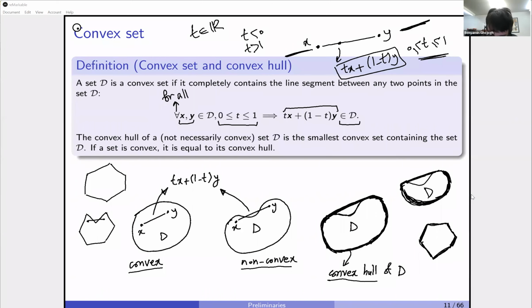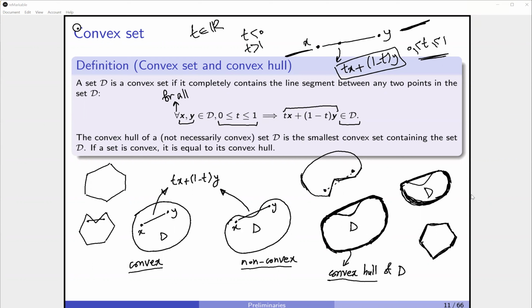Using a figure, I think it will be easier to understand. Assume you have this. Do you agree that this is not convex? Right? This is a test for saying why it's not convex. If you choose these 2 points and you connect them, you see that this line is not completely in this set. Therefore, it's not a convex set, right?